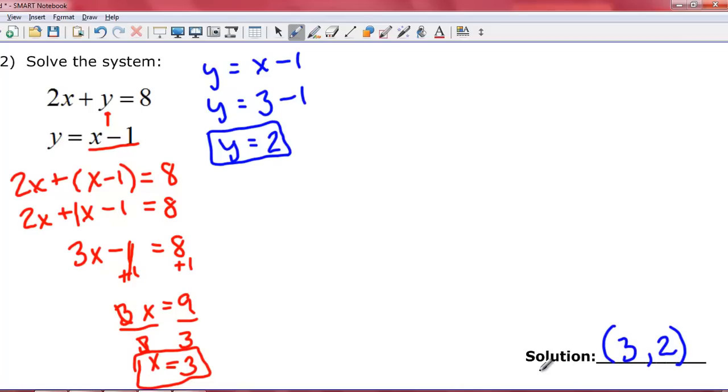And so now why don't you take a second to take this solution and plug it back into both equations and see if we really have done correct steps.